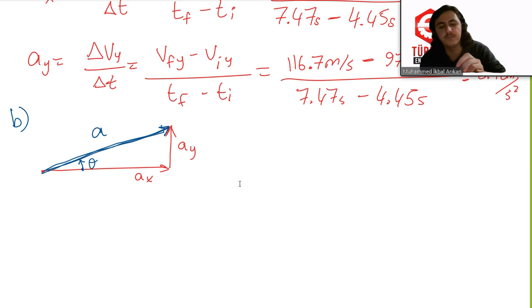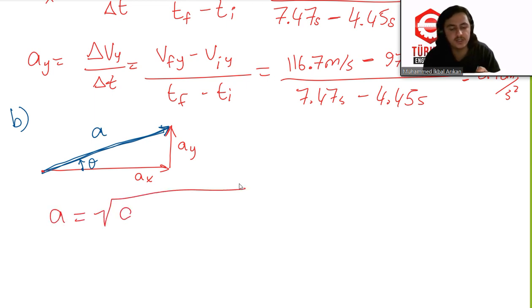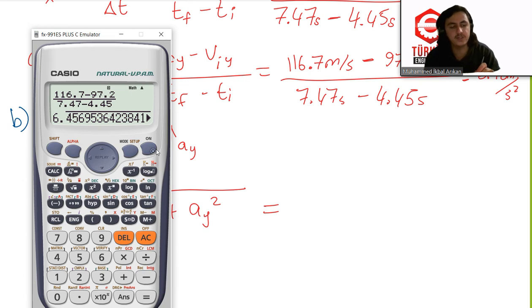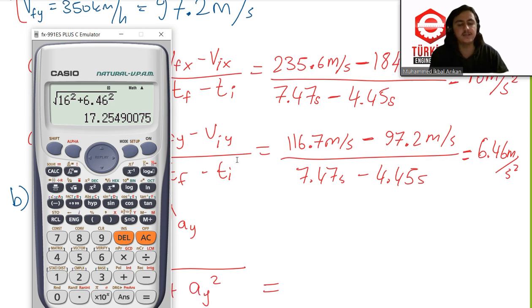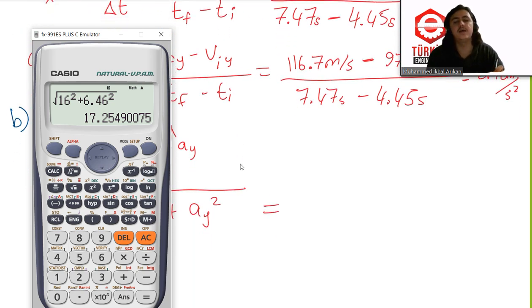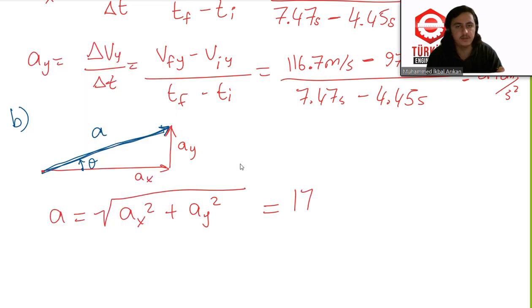How can I calculate it in part B? I will use basic vector relations. I must take the square of ax plus the square of ay and take the square root of it to find the magnitude of acceleration. So what about ax squared, 16 squared, plus 6.46 squared. I will know what's our resultant acceleration. So it is just 17.25 meter per second squared. This is my acceleration. What about its direction?